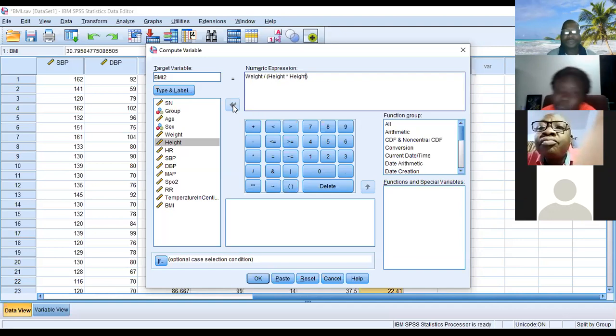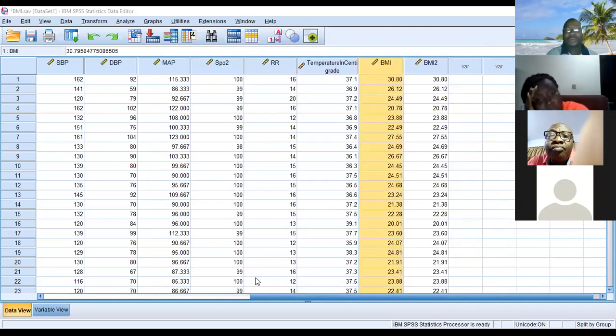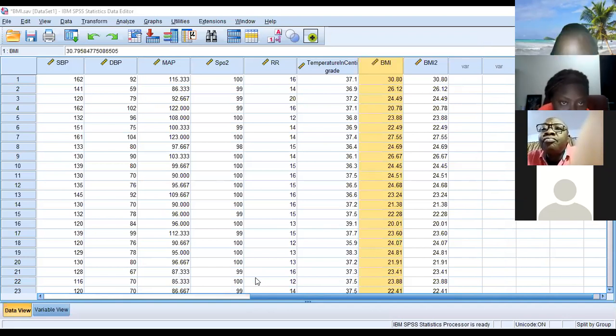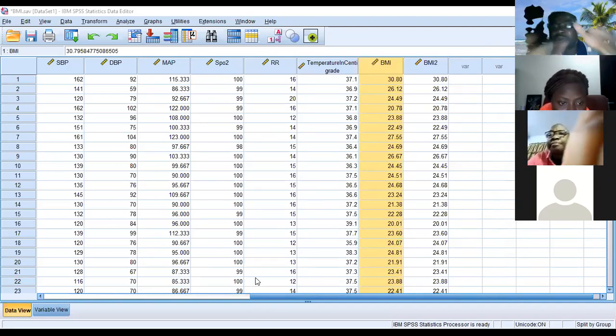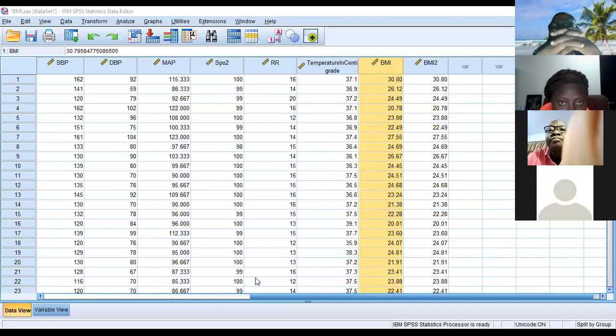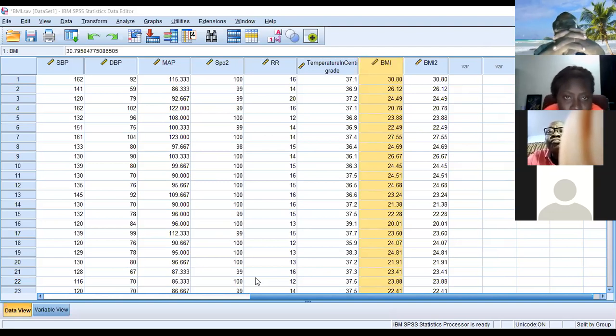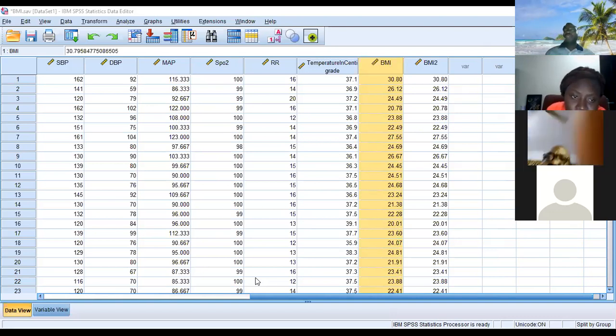Okay. So that is BMI. If you look at it, it is the same thing as what we calculated before. That's how to calculate anything, not only BMI, anything you want to calculate. That's why you compute it. You put the mathematics there. So even if you want to do your scoring, like for example a knowledge score, you can use that.